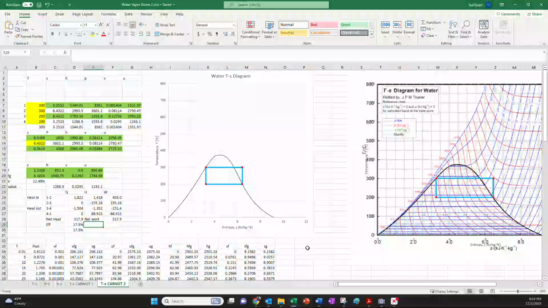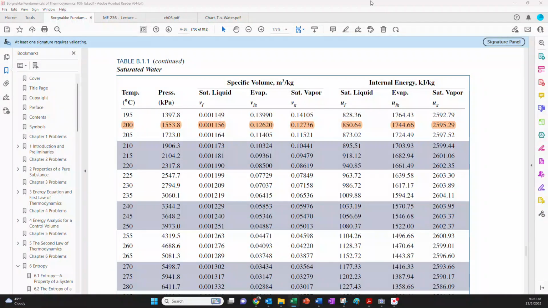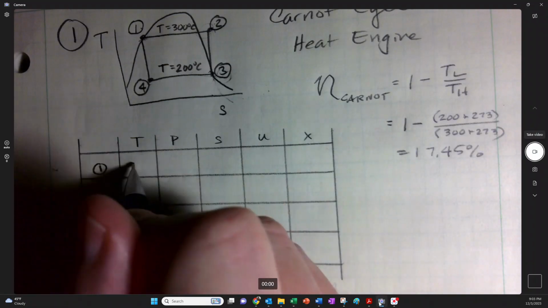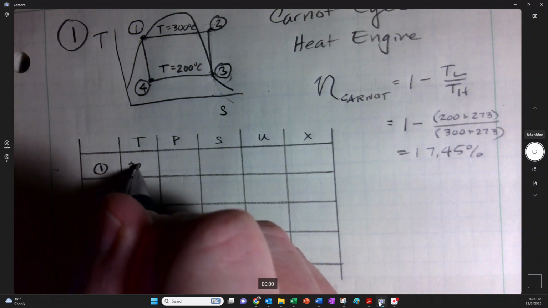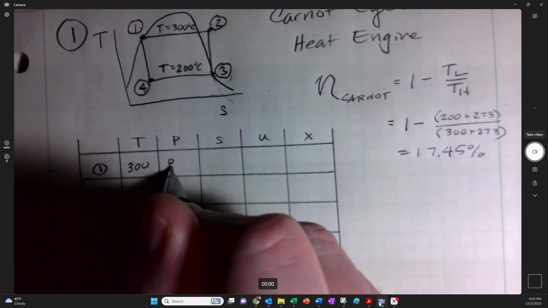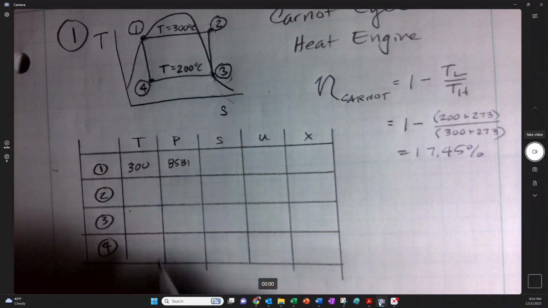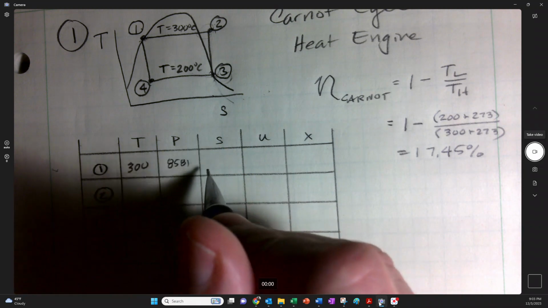I made an Excel spreadsheet here. I'll put this over my other screen to check this out. I'll write all those down in state 1. The temperature is 300, and the pressure, as I mentioned, was 8,581. I'm going to leave the units off. The entropy, which we definitely care about, is going to be 3.253.